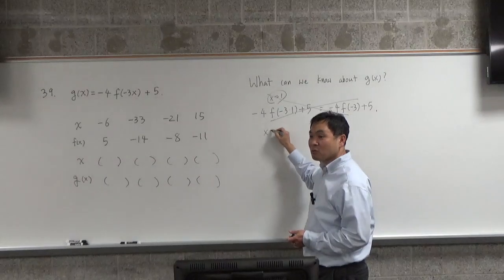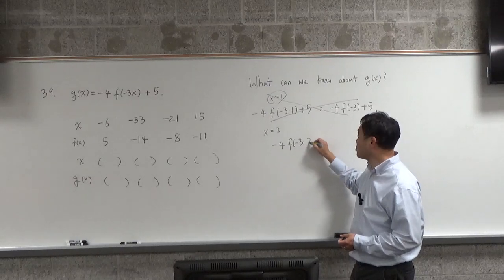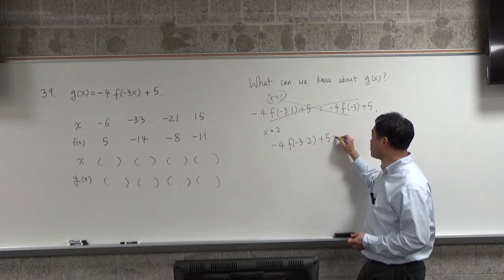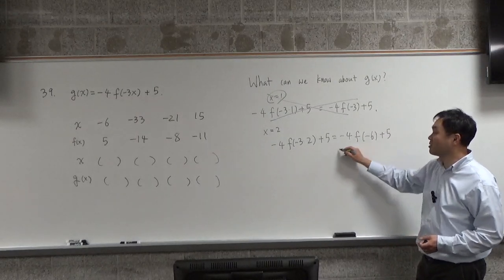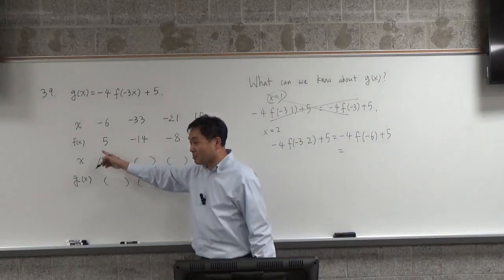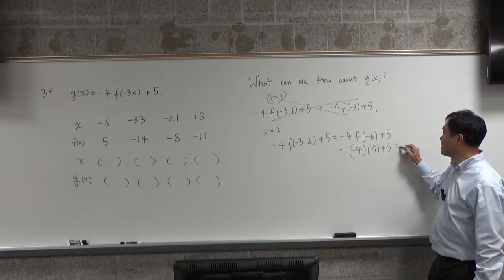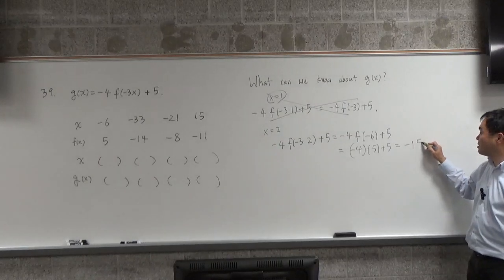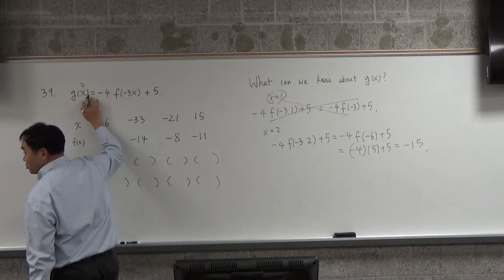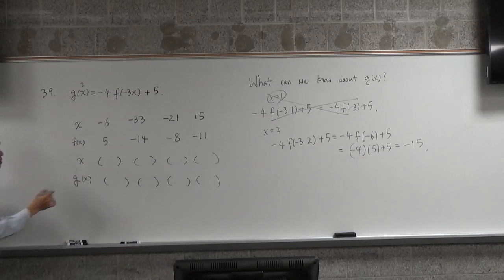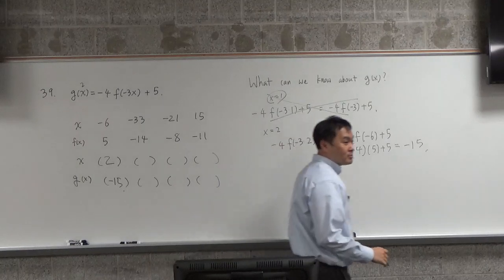But then look at what happens when x is 2. You have negative 4 f of negative 3 times 2 plus 5, which is negative 4 times f of negative 6 plus 5. What's f of negative 6? It's here, so we can evaluate, right? And then that's negative 4 times 5 plus 5. That's negative 20 plus 5, which is negative 15. Great, so if I plug in 2 into this equation, g of 2 is going to be negative 15. All right? Is that good?